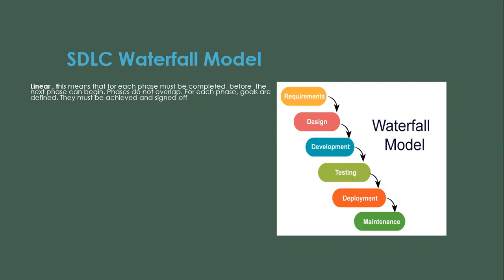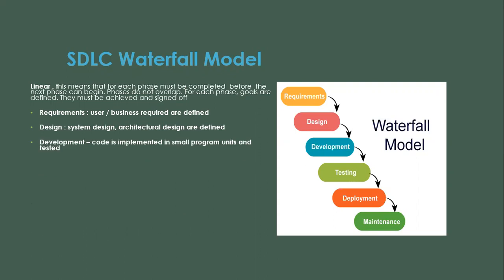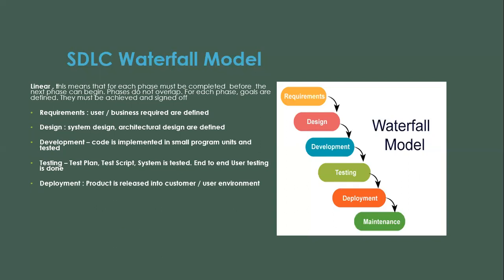It doesn't work together, which I explained. So one phase must finish before the next one begins. So we talked about the requirements, which is where user and business requirements are defined. We talked about the design, system design, architectural design. We talked about the deployment, that's code implementation. We talked about testing, so our test plan, test cases, test scripts, system test, all this. Then we talked about maintenance.